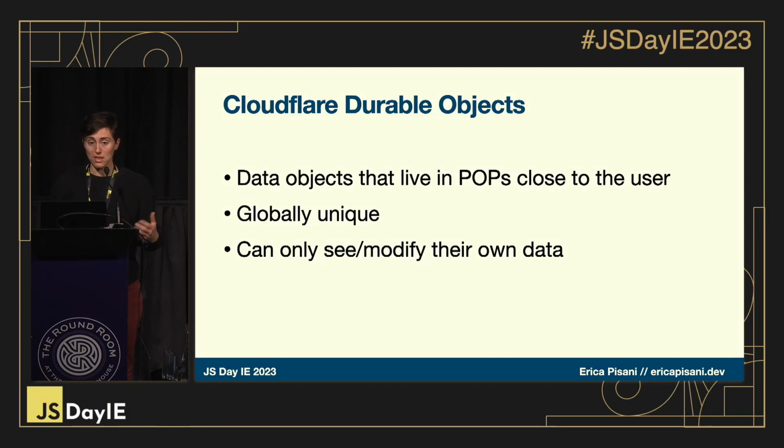Because they're globally unique and they can only see and modify their own data, they ensure that they have strongly consistent data, which is always a bit of a concern when you're dealing with the scale that you're dealing with in serverless and edge functions. The downside to this approach is that because these are little pieces of data scattered all over the world, you as a developer will have to stitch that data together on an application level. But with that being said, you would be accessing these through Cloudflare's network, and so those requests will be very fast.